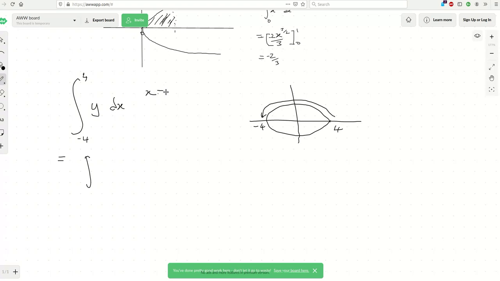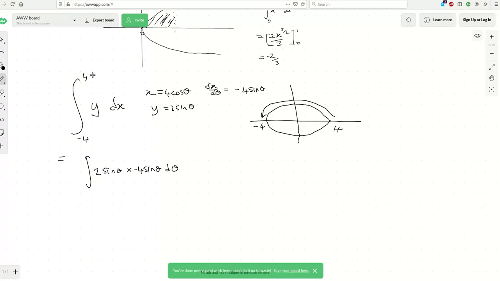We had x was 4 cos theta, y is 2 sine theta, and as you know, this is the same as the integral of y dx by d theta. Now, dx by d theta is where you get the minus 4 sine theta coming in. So we're going to do 2 sine theta times by minus 4 sine theta d theta.